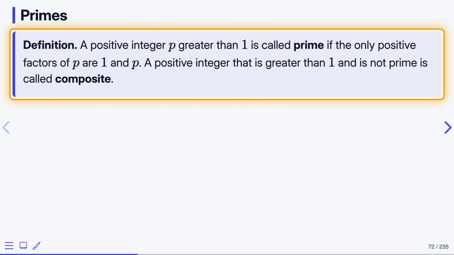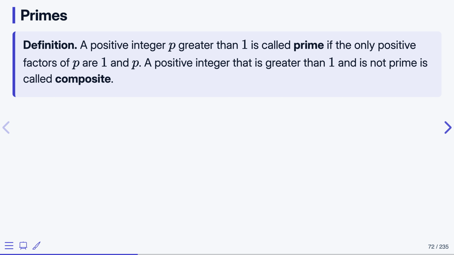Let's define a prime number. A prime is a positive integer p bigger than 1, whose only positive factors are 1 and p itself. In other words, nothing else divides it evenly. A positive integer bigger than 1 that is not prime is called composite. Composite means it can be broken into smaller factors. And notice that 1 is neither prime nor composite. It is left out on purpose, and we will see why shortly.